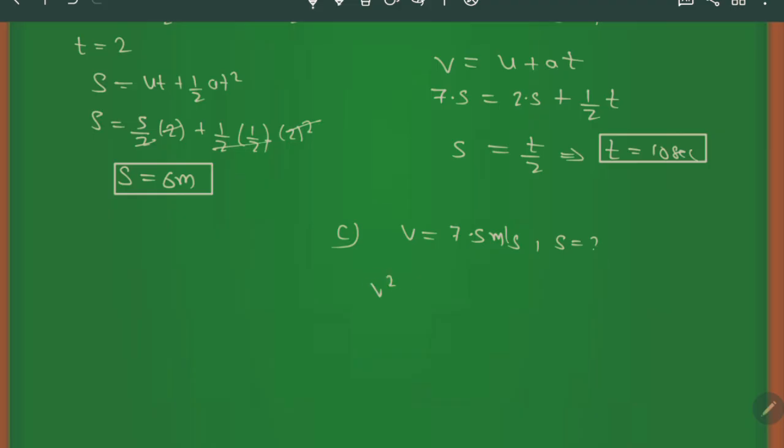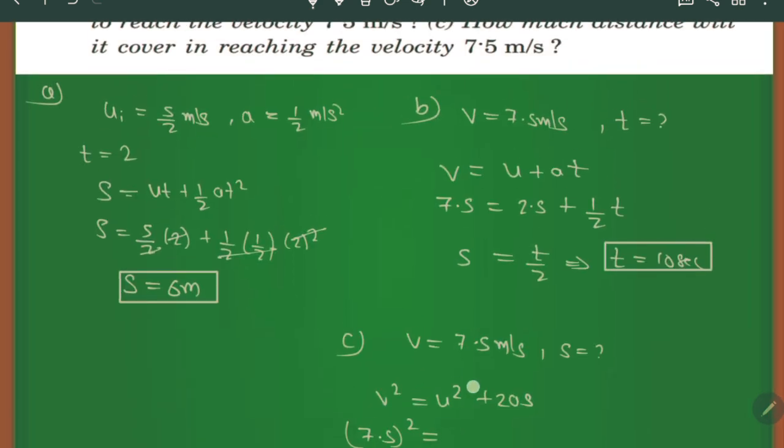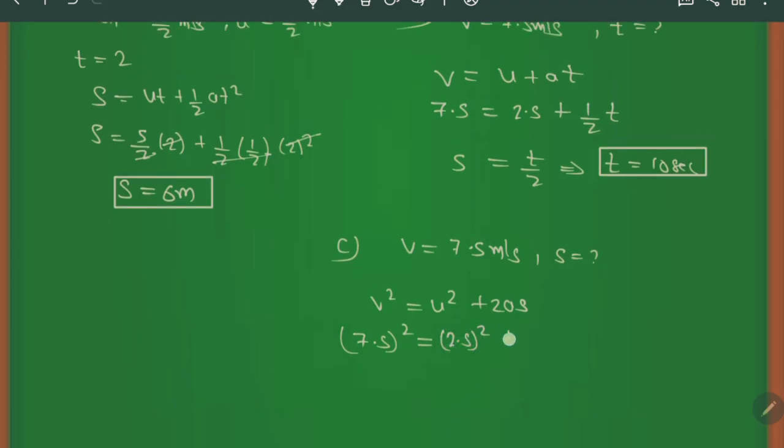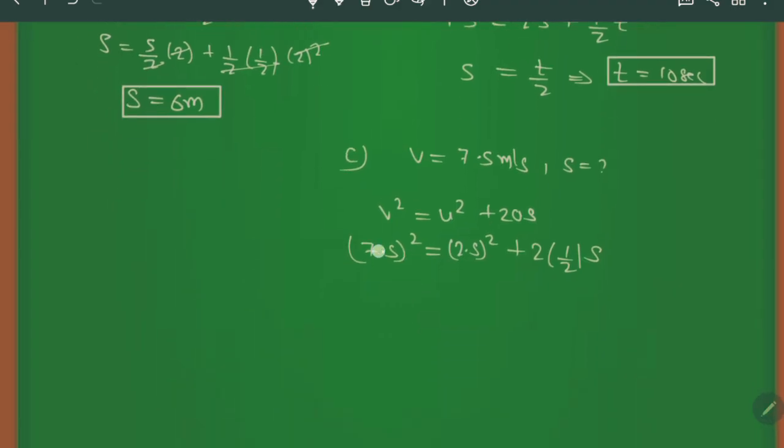So we know v square, we can also find, v square is equal to u square plus 2as. The final velocity is 7.5 square, plus initial speed 2.5 square, plus 2 times acceleration, which is 1 by 2, times distance s. So 7.5, if you cancel this point, here comes 10, here also 10, so this becomes 15 by 2 whole square minus 5 by 2 whole square is equal to, this is 2, so 2 cancels, that is s.